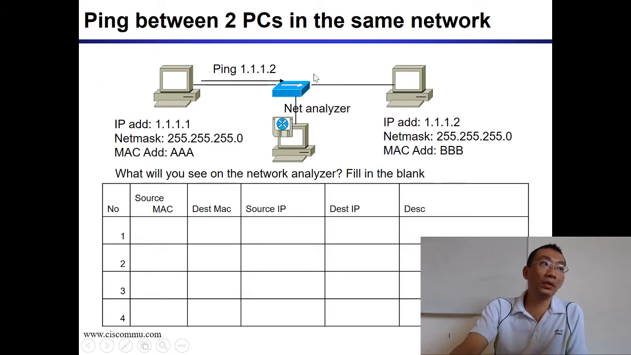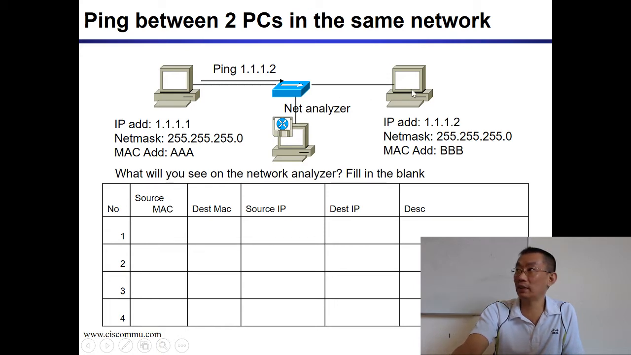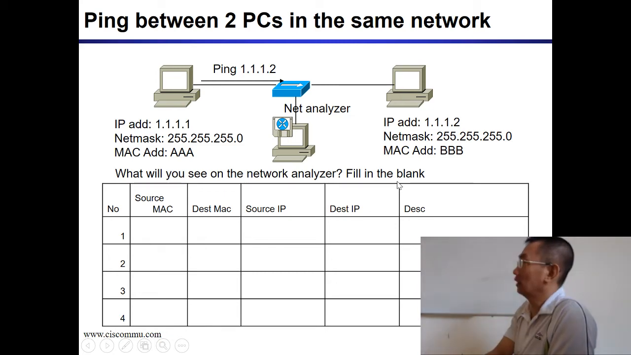Suppose you have this scenario. You have this PC with this IP address 1.1.1.1, and this PC with IP address 1.1.1.2, and the MAC addresses are AAAA and BBBB. Let's say from this PC you want to ping this PC. What would you see in the network analyzer?